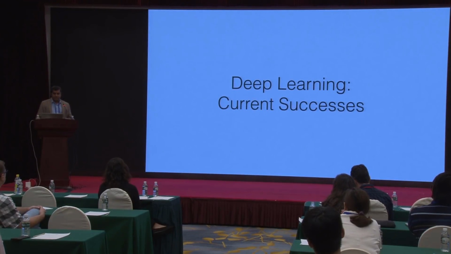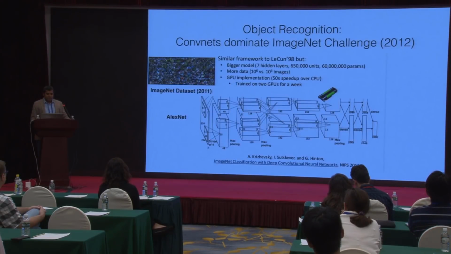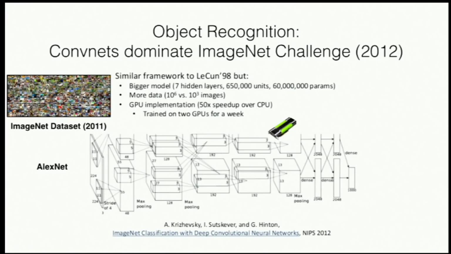So what are some of the successes of modern day deep learning before we get to some of the failures and limitations, which is the main focus of this session? The shot heard around the world back in 2012: ConvNets were the first neural network architecture to really dominate the so-called ImageNet challenge.